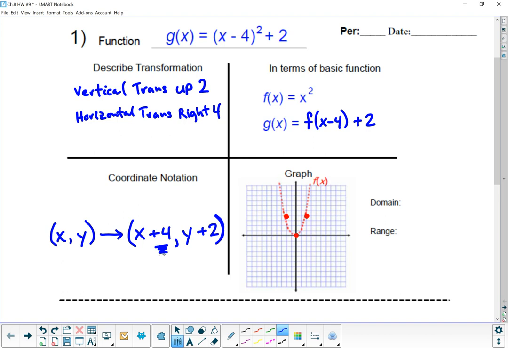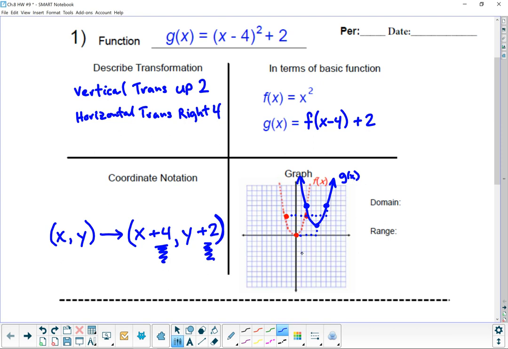So each one is going to be 4 to the right, 2 up. So 4 to the right, 1, 2, 3, 4, and then up 2. And then this one's going to be 1, 2, 3, 4, and then up 2. And then this one's going to be 1, 2, 3, 4, and then up 2. All right, so my new graph is going to look like this. That's my graph of g of x.